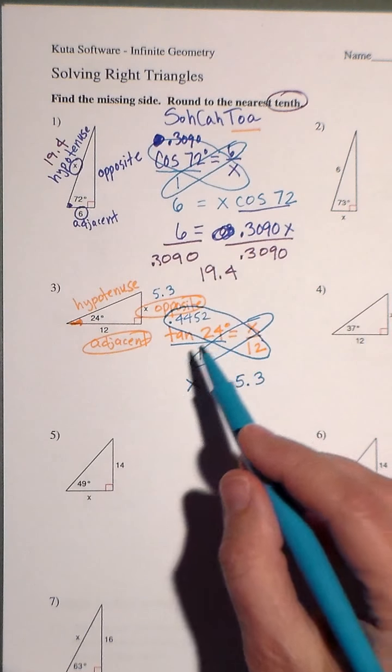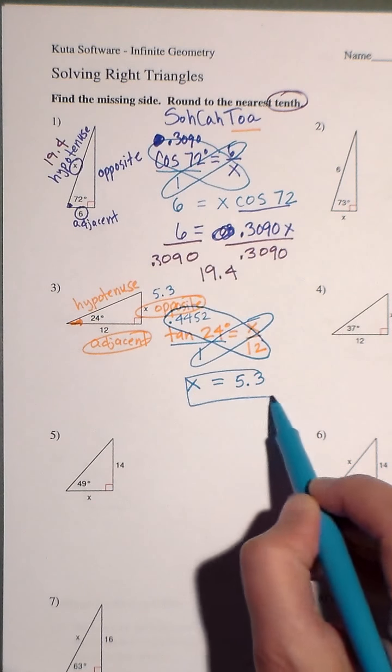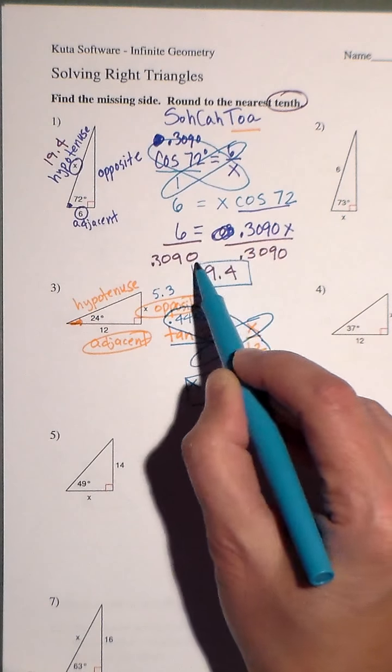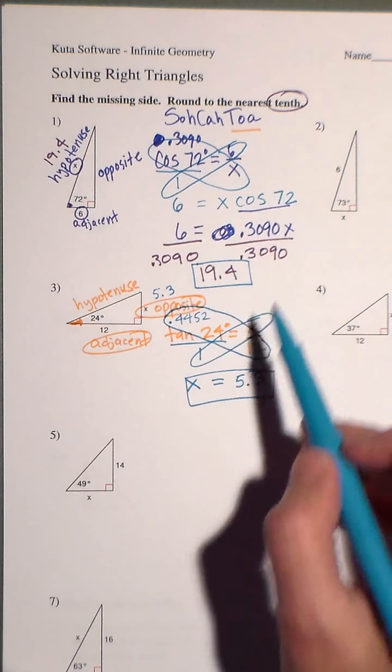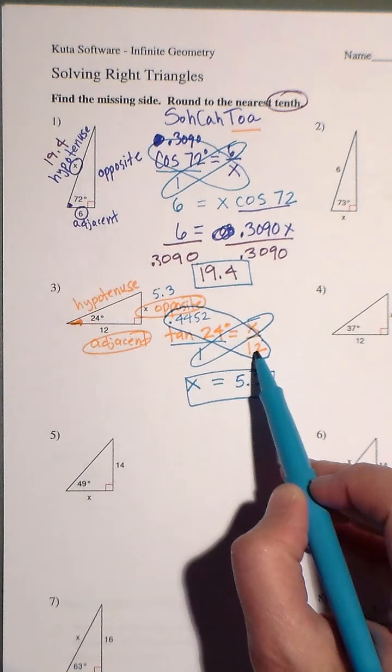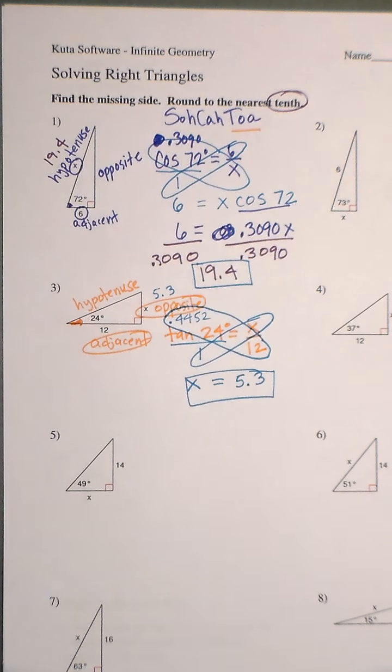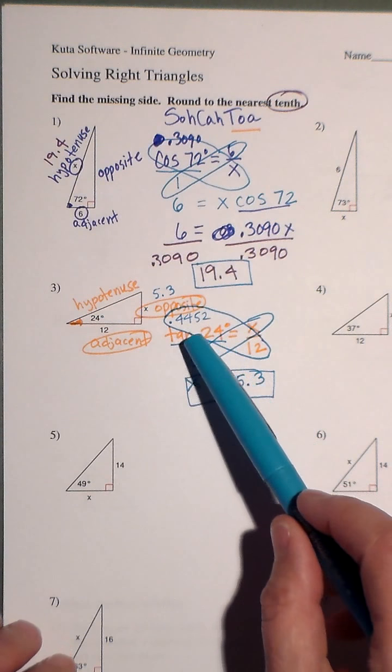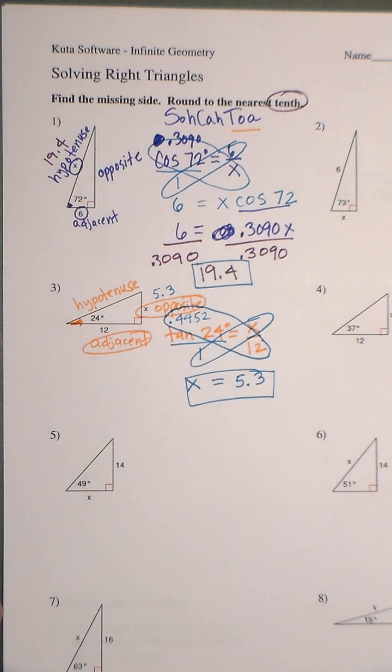If you want to be exactly accurate, then you'll type into the calculator 12 times tangent 24. That will give you the exact answer, but this will get you close. If you go out to 4 decimal places, you're going to be pretty close, rounding to the nearest tenth. And that's your significant figures.